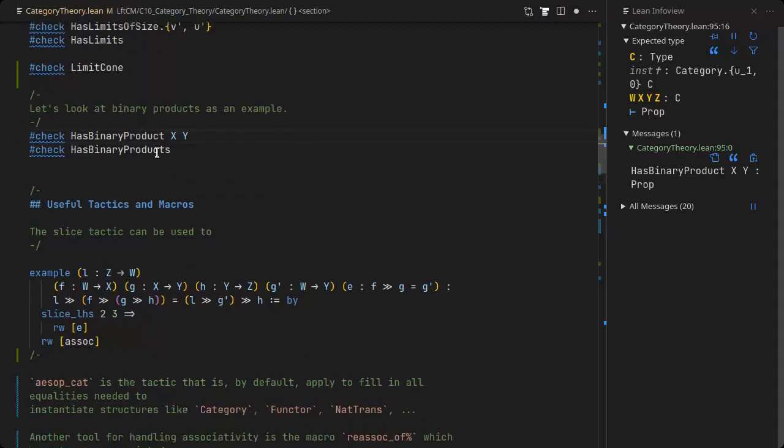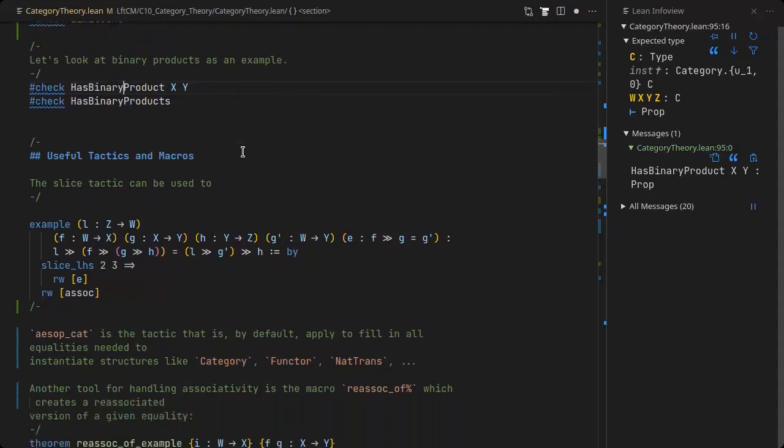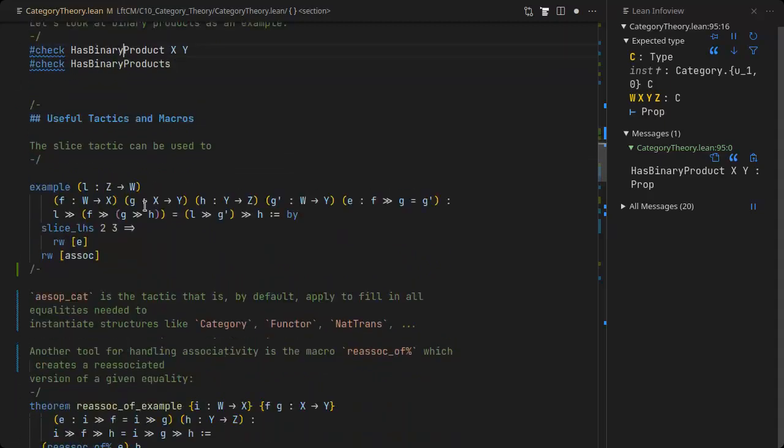So that's about something like binary products. You can imagine that the same holds true for every sort of limit. And then I wanted to give a small insight into what kind of useful tactics we have.